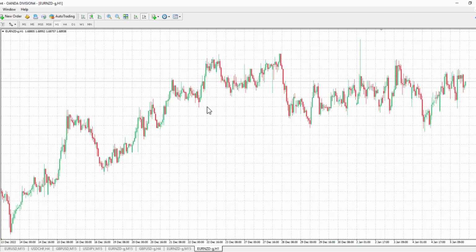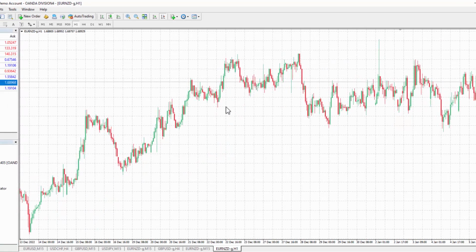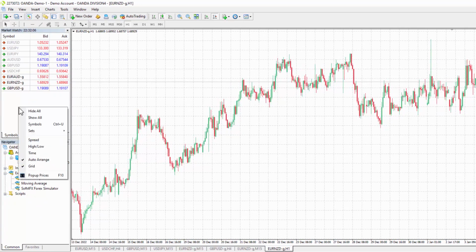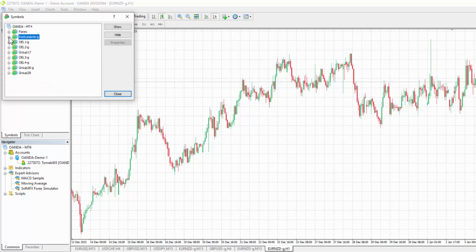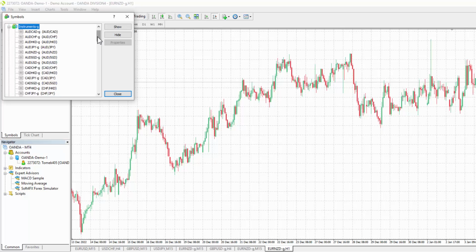Let me go over a couple of principles that I covered in the first section of this course. Firstly, I will go to symbols, and here's what I want to show you. Depending on your broker, you will see different types of settings. Sometimes you will see major currencies, minor currencies, and cross currencies. However, I'm using the Oanda demo account, and I have a full list of currencies under these categories. But basically it works like this.